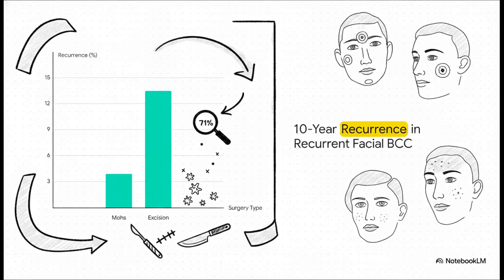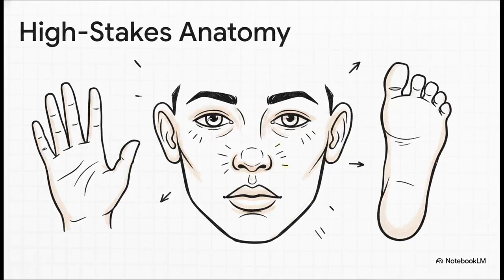When a cancer has already come back once, a mapped microscopic search is incredibly valuable. Beyond recurrent cancers, mapping is absolutely vital for high-stakes anatomy.